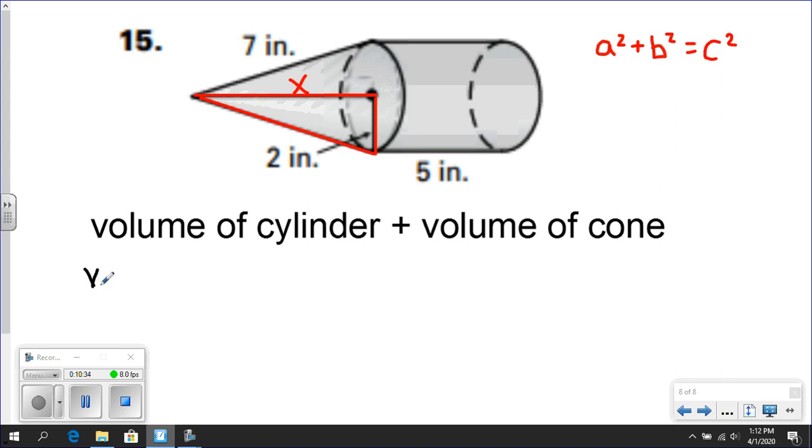So volume of the cylinder is equal to pi r squared times the height. And we learned that from a previous section. Volume of a cone is equal to 1/3 the area of the base, which is pi r squared, times the height.